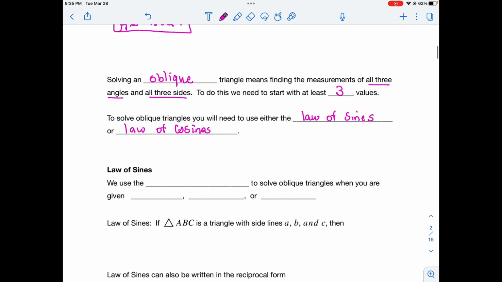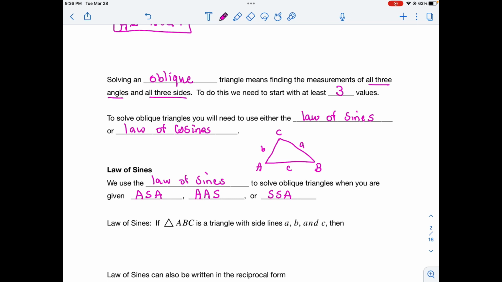What is the law of sines? Well, we use the law of sines to solve any oblique triangle when you're given the following data. So again, you're given 3 bits of information. If you're given an angle, side, angle, or if you're given angle, angle, side, or if you're given side, side, angle, then you'll use the law of sines. So let me illustrate what this means from a little diagram over here.